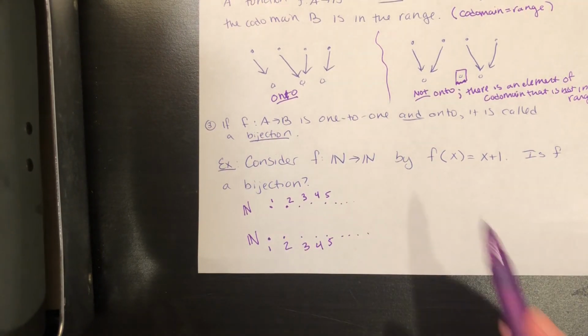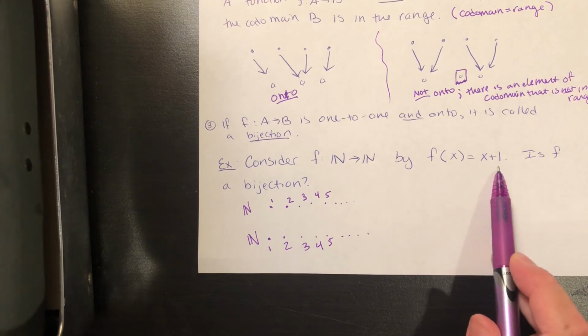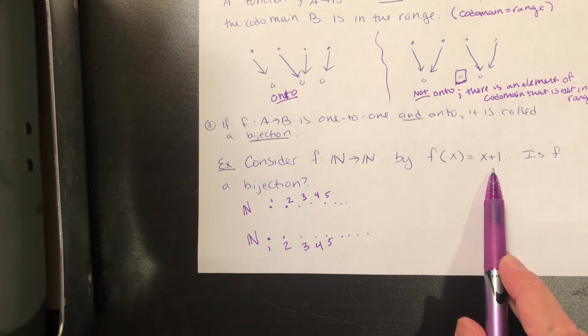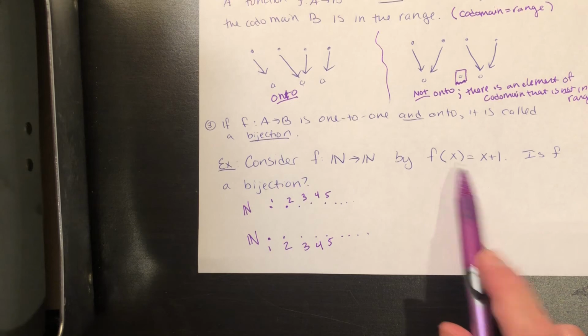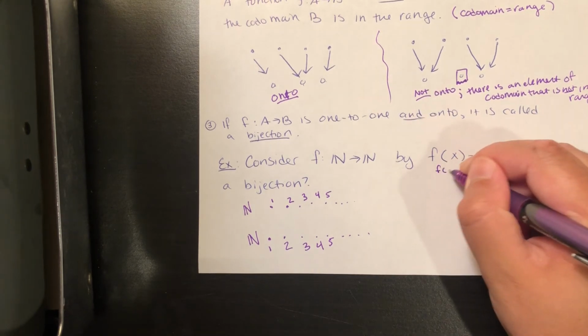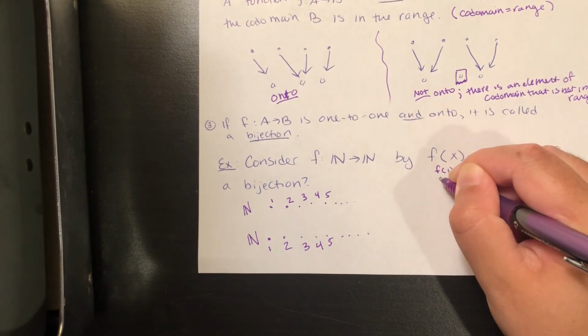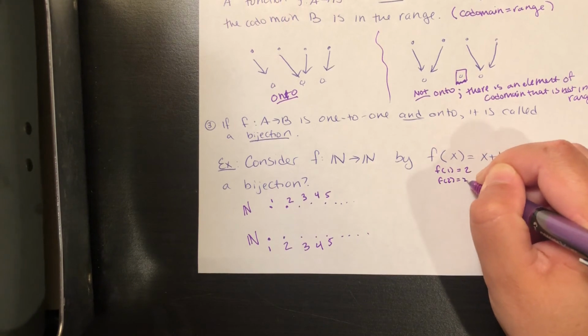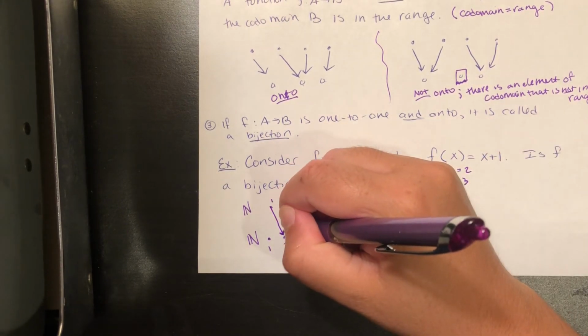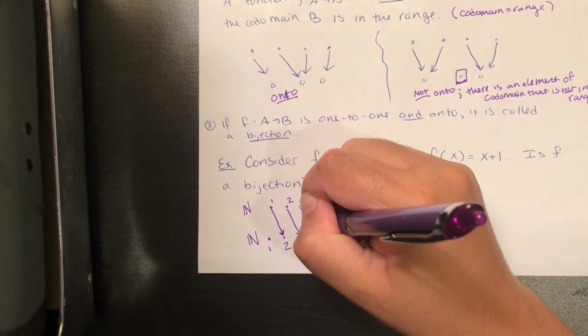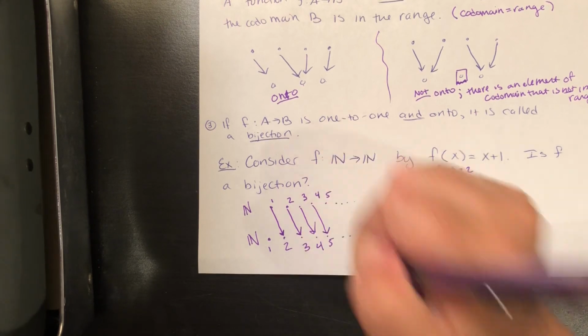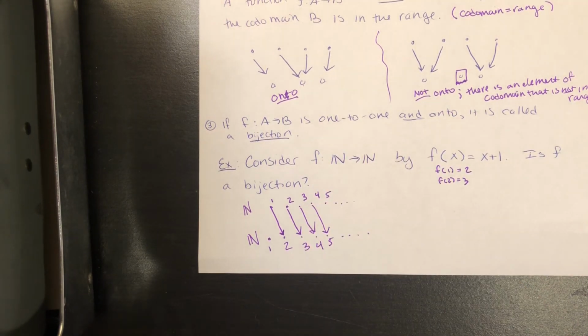And this function is saying take your input, your output's going to be that number plus 1. f of x equals x plus 1. So f of 1 is going to be equal to 2. f of 2 is equal to 3, etc. So this is just sort of shifting everything up by 1. Is this function one-to-one, and is this function onto? Because we're trying to find out if it's a bijection. That means we have to check two things. Is it one-to-one and is it onto?